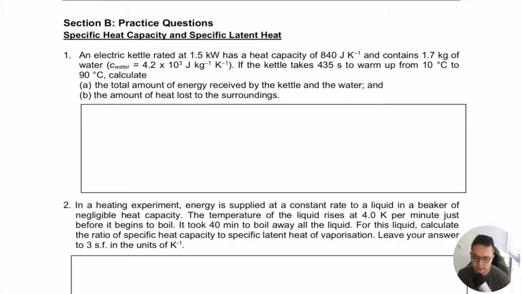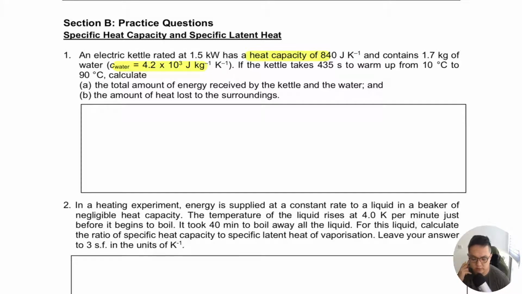Let's look at the first question for section B, question 1. You have an electric kettle that's rated at 1.5 kilowatts. It has a heat capacity of 840 joules per Kelvin and contains 1.7 kg of water, for which you are given the specific heat capacity. Take note of the values given. You are given heat capacity and then you are given specific heat capacity. Remember, heat capacity already takes into account the mass as well.